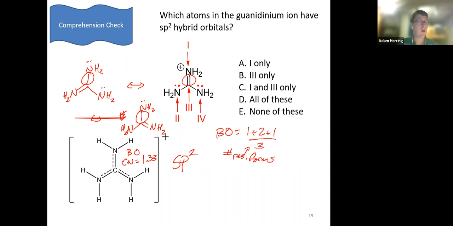Okay, they all have equal bond lengths, bond strengths, and you can see that when we look at the resonance forms, that they all have 3 electron domains. Because they have 3 electron domains, they must be sp2 hybridized. We'll go into more detail about that in a future video, but I wanted to introduce you to this idea before we get too far ahead of ourselves.